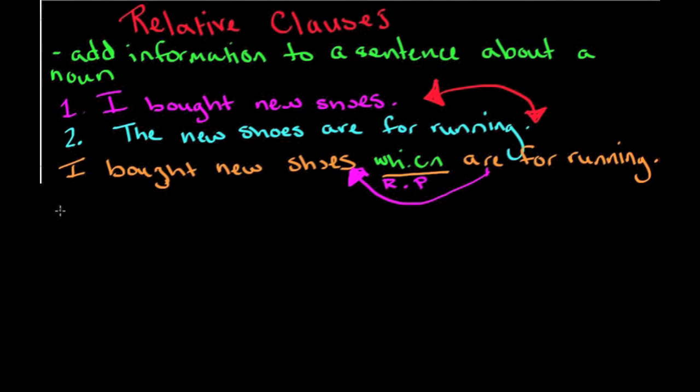So what are our relative pronouns? We have several relative pronouns. We're going to start with the most common. Which and that. These are to define things. We use these when we're replacing them or when we're adding extra information about things. In this case I used which because I was adding extra information about shoes.